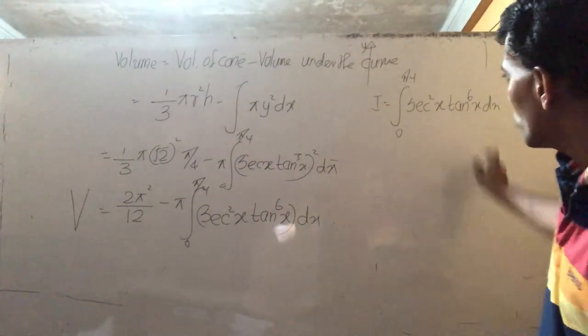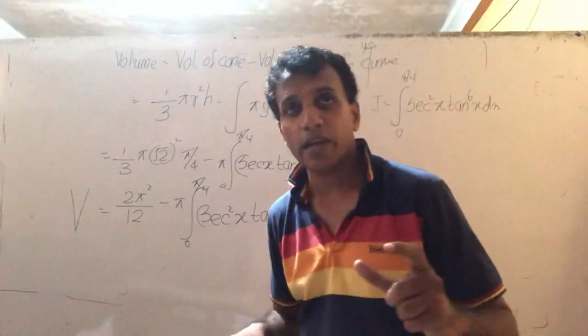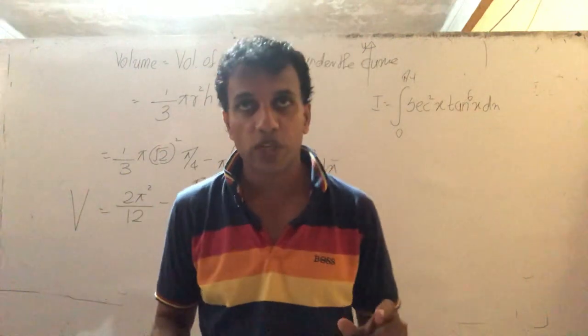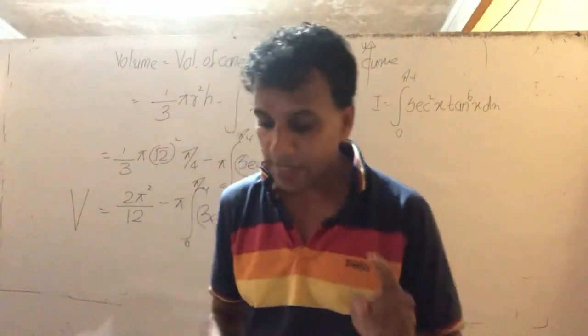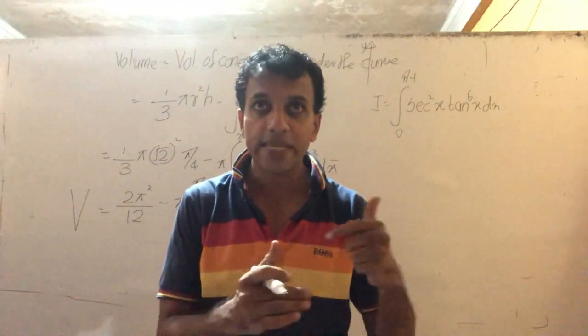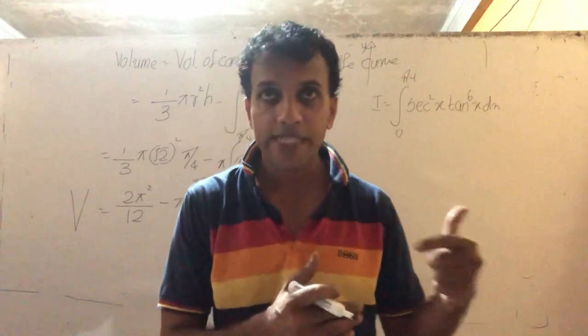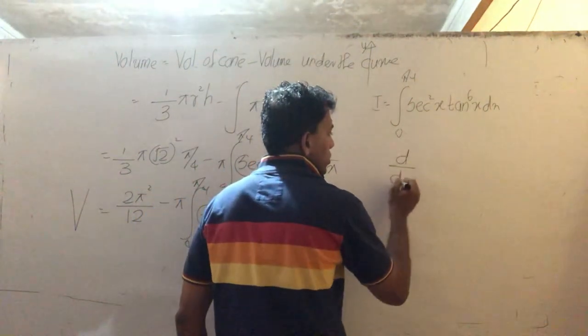Okay. Now how to integrate this? A simple method, if you know some differentiation idea. What is the differentiation of tan x? The differentiation of tan x is sec square x. With that pattern we can easily find the integral of this. So d over dx of tan x.